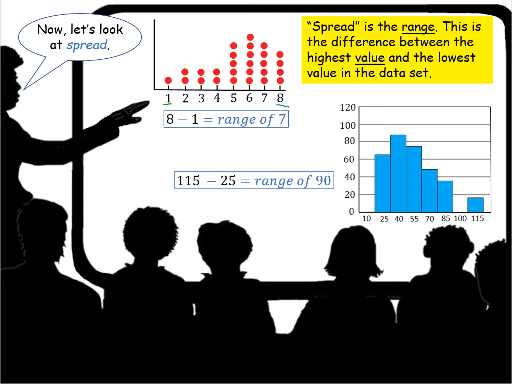On the histogram, you can see that the lowest value is 10, but where the data points actually start is 25, and the highest value is 115. So we're going to say this range goes from 25 to 115. 115 minus 25 is 90.